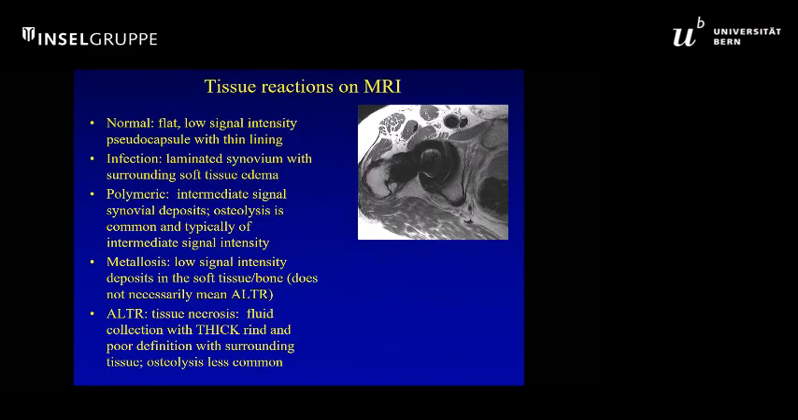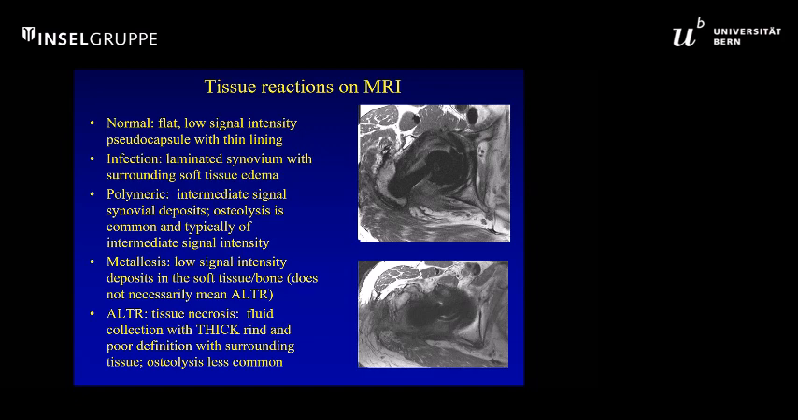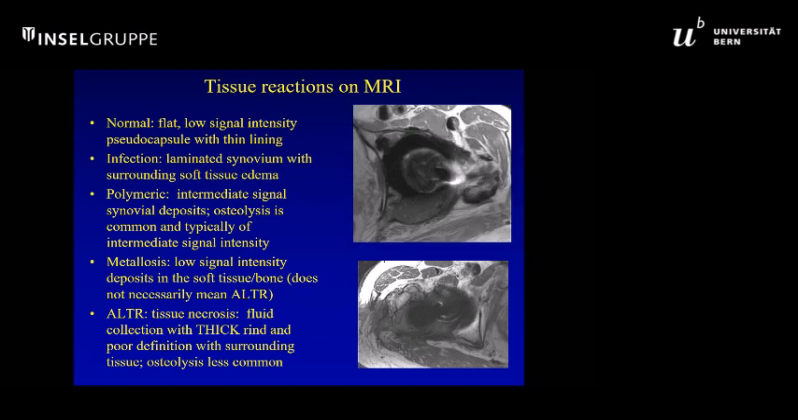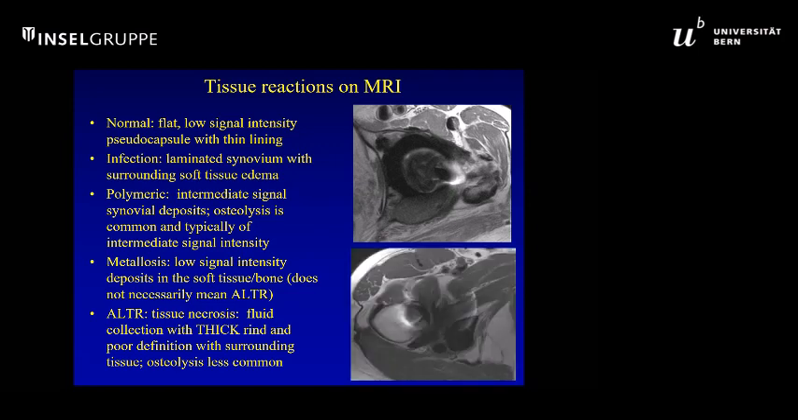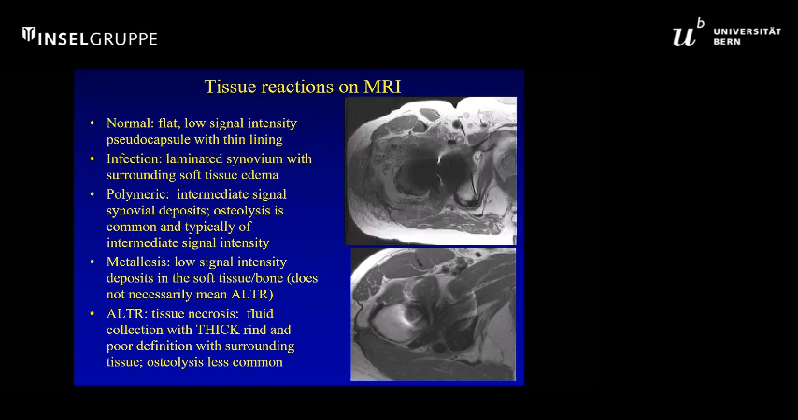So let's just go over for a review. This is a normal hip. This is what it looks like, flat on MR. Infection is, again, that laminar with surrounding soft tissue edema. A polymeric response is often well contained, characteristically associated with some osteolysis. Metallosis, low signal intensity deposits are very characteristic, and of course the adverse tissue reaction, that thick synovial response.